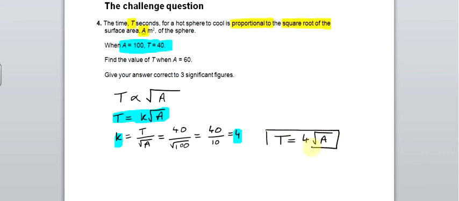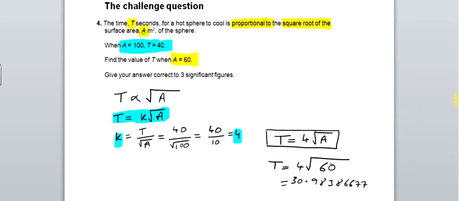And you might leave your T signs in if you feel more confident like that. Now, find the value of T when A equals 60. Really straightforward. T equals 4 times the square root of A, but hang on, A was 60. And I put that into my calculator, so 4 times the square root of 60, and that gives me 30.98386677.